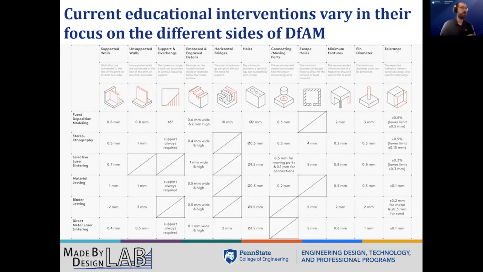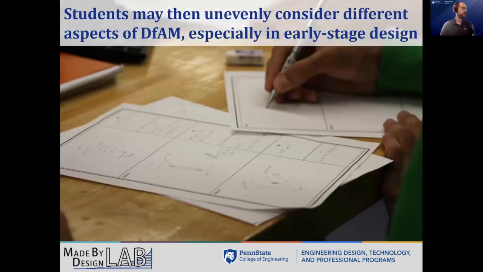So I have an example here pulled from hubs.com, which focuses almost exclusively on this idea of restrictive design for additive manufacturing. While this encourages students and designers to figure out, can I make something? It doesn't necessarily help them understand, should I make something?